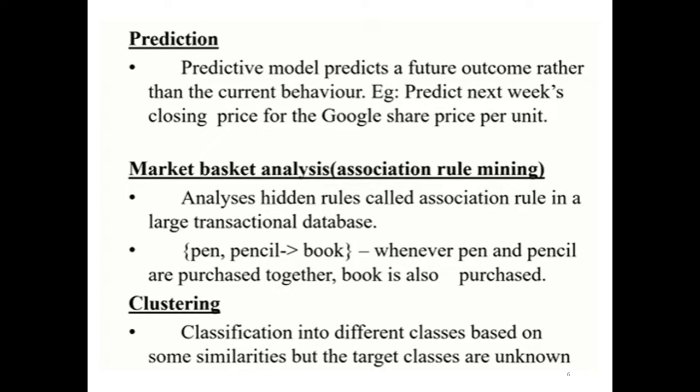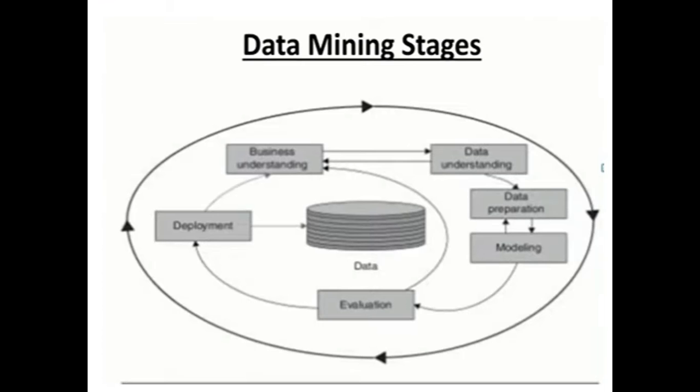Next is clustering. Clustering means classification into different classes based on some similarity, but the target classes are unknown. In classification, target classes are known, but in clustering, the target class is unknown. So whenever new data comes, it will be grouped into a cluster according to the similarity with the other data. Next, we are going to discuss data mining stages.